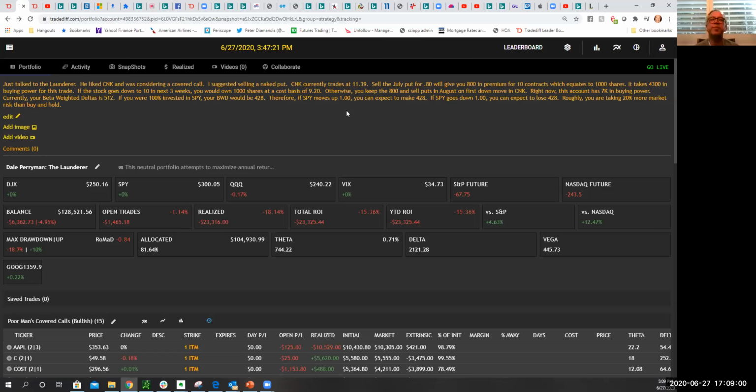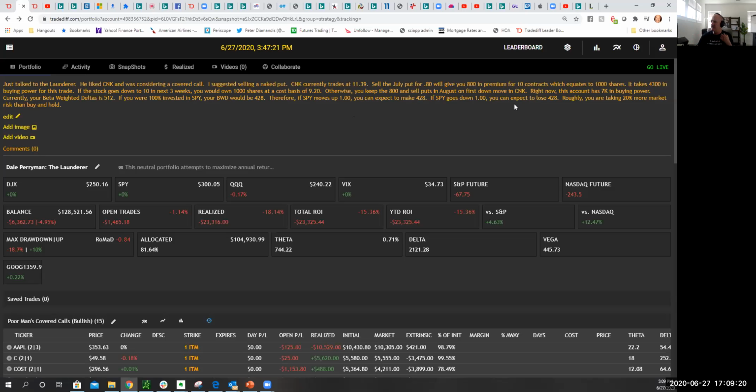Otherwise, you'd keep the $800 that you collected for selling that naked put and then turn around and sell them again in August on the first down move in CNK. The reason I'm saying a down move is that it goes on sale when it's a down move, so you'd get an even better cost basis. That's why I'm saying when it goes down.